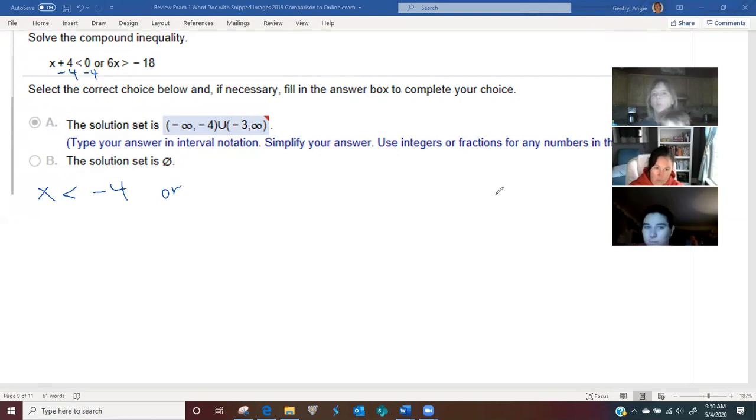So some people, with 6x is greater than -18, want to flip the symbol. I'm like, you're dividing by 6. If the thing in the denominator is not negative, you don't flip anything. You are simply dividing a negative number this time. That doesn't change the symbol. So x is greater than, so divide by 6, divide by 6. -18 divided by 6 is -3. Yes?